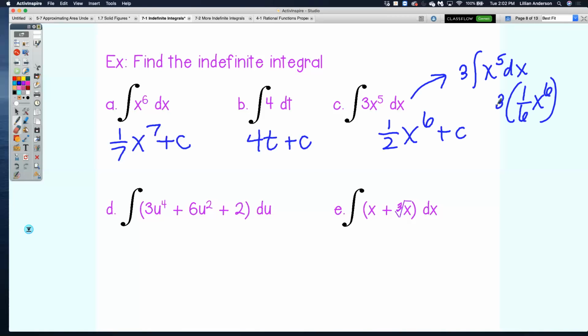Constant multiple rule there. What about the antiderivative? What about the integral of 3u to the 4th plus 6u to the 2nd plus 2 du? 3/5 u to the 5th plus 2u to the 3rd plus 2u plus c. Never forget the c. Very good, especially on an indefinite integral.